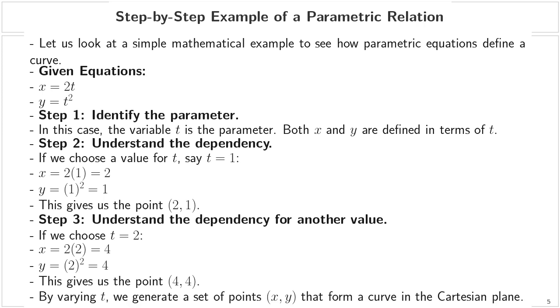By continuously varying the value of t, we generate a set of points, x, y, that form a continuous curve in the Cartesian plane. This demonstrates how the parameter controls the movement and shape of the graph, a concept we will summarize in our key takeaways in the next slide.